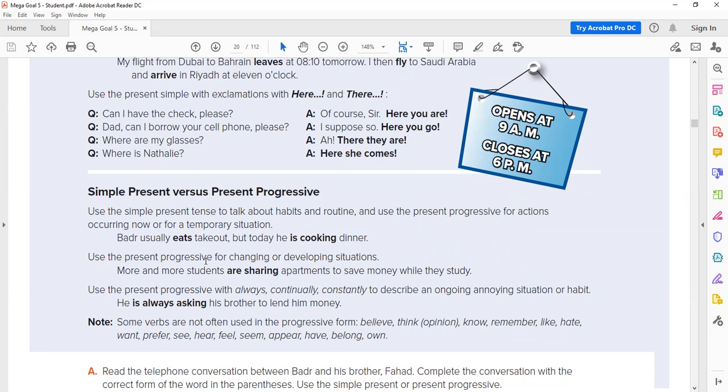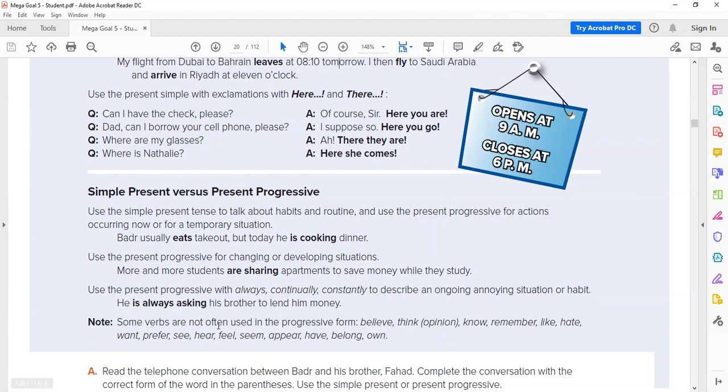We also use the present progressive for changing or developing situations. More and more students are sharing apartments to save money while they study. We use the present progressive with always, continually, constantly to describe an ongoing annoying situation or habit. He is always asking his brother to lend him money. Okay, my friends?